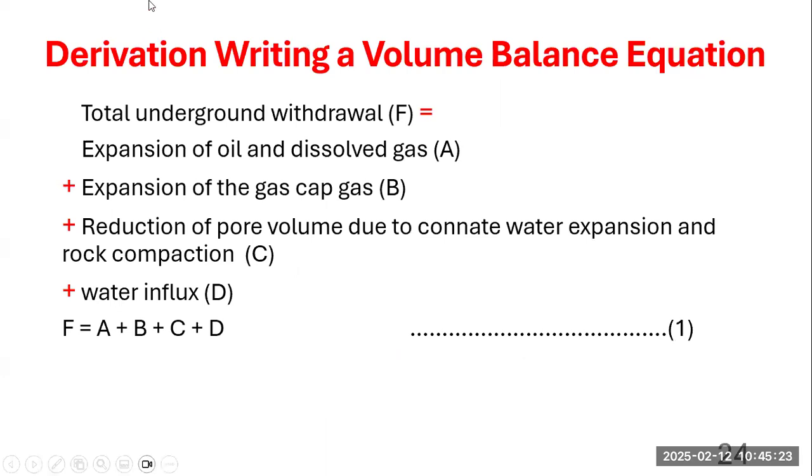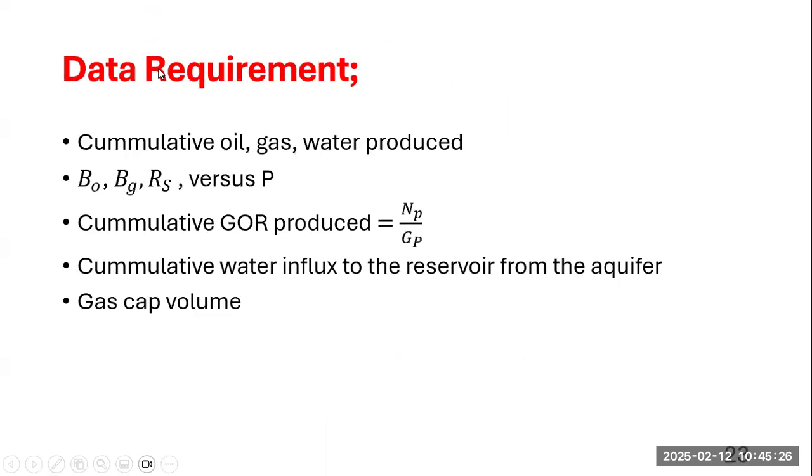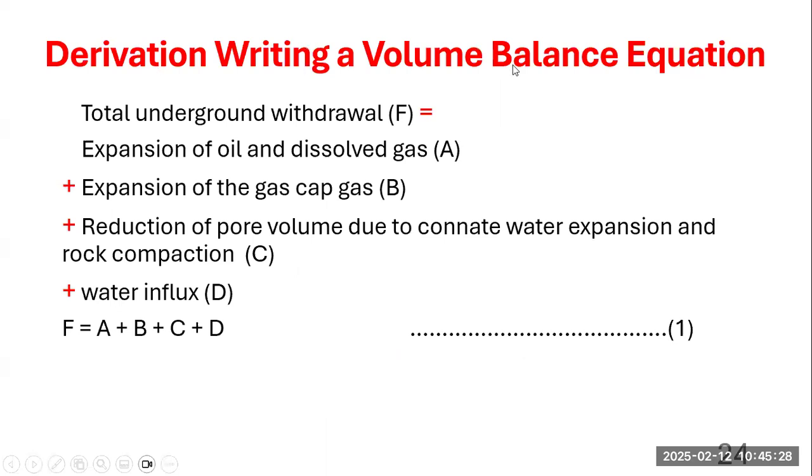Okay, this slide. Derivation: writing a volume balance equation for our material balance. Remember we said a material balance is a pot model. So the algebraic sum of all that goes on within your reservoir is zero. So here we have the total underground withdrawal.